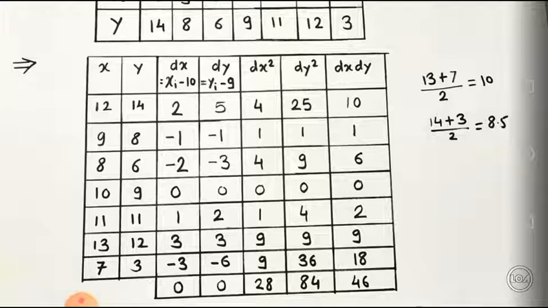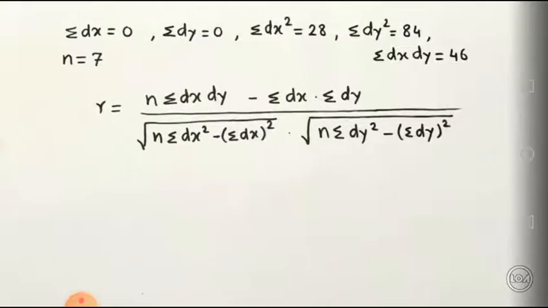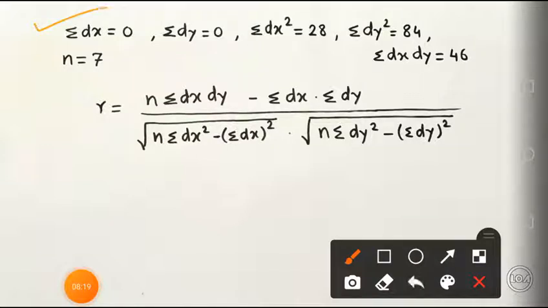46. Now we have the values of dx, dy, dx square and dx dy. Sigma dx, sigma dy, sigma dx square, sigma dy square and sigma dx dy we have calculated here. Above the formula, sigma dx is 0, sigma dy is 0, sigma dx square is 28, sigma dy square is 84, and n, the number of items, is 7, and sigma dx dy is 46.